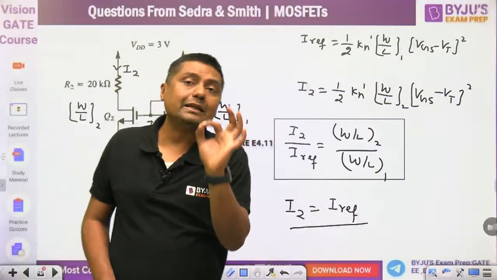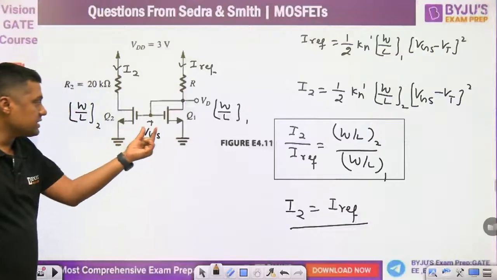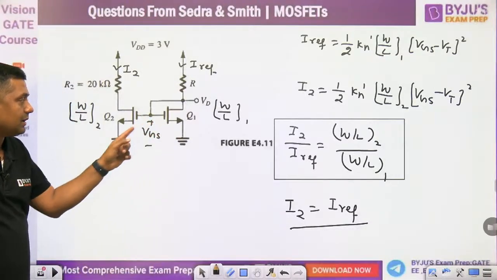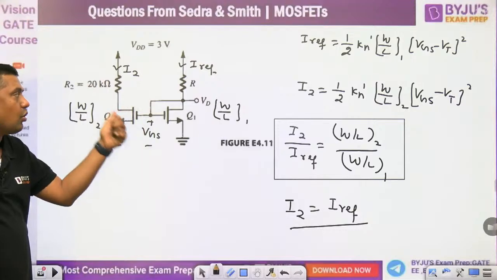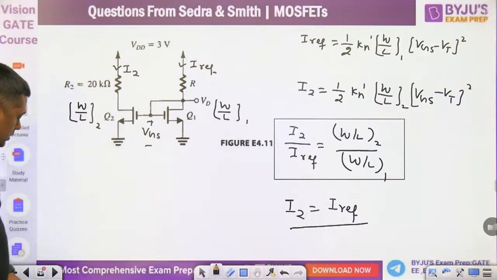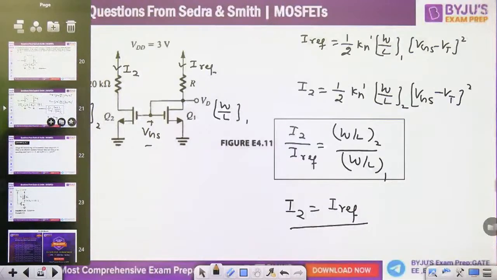Both should be in the saturation region. And always, what? They have the same voltage here. They are connected in parallel here. Once the drain is connected to the gate, that will be in saturation. This will also be in what? Saturation. Identical characteristics. Now, next question.